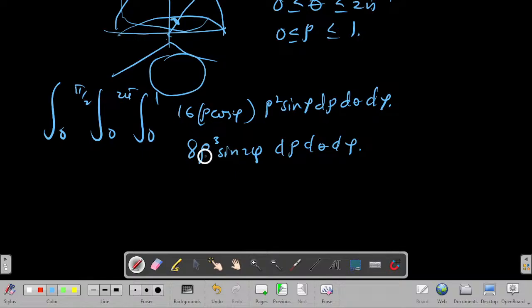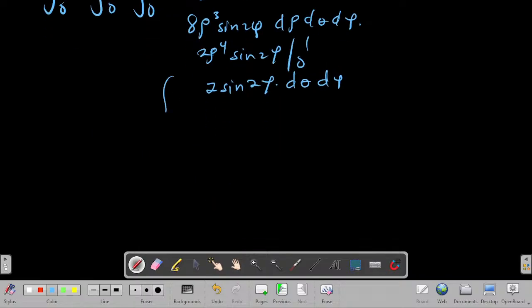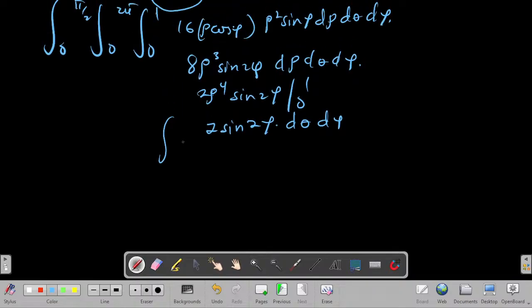This expression, I'm going to integrate with respect to rho. That will give me rho to the power 4 over 4. So I'll get 2 rho to the power 4 sine 2 phi. I will replace it with 1. As simple as that. When I put 1 inside, I get 2. When I put 0, everything will be 0. So I simply have 2 sine 2 phi d theta d phi.